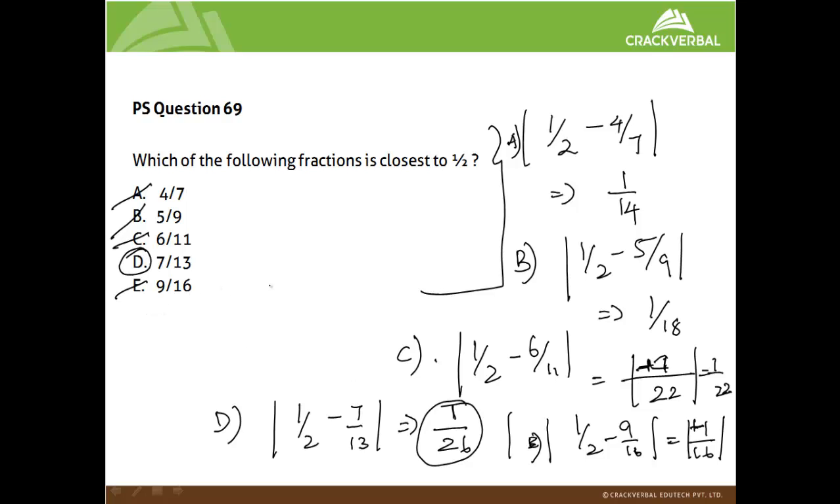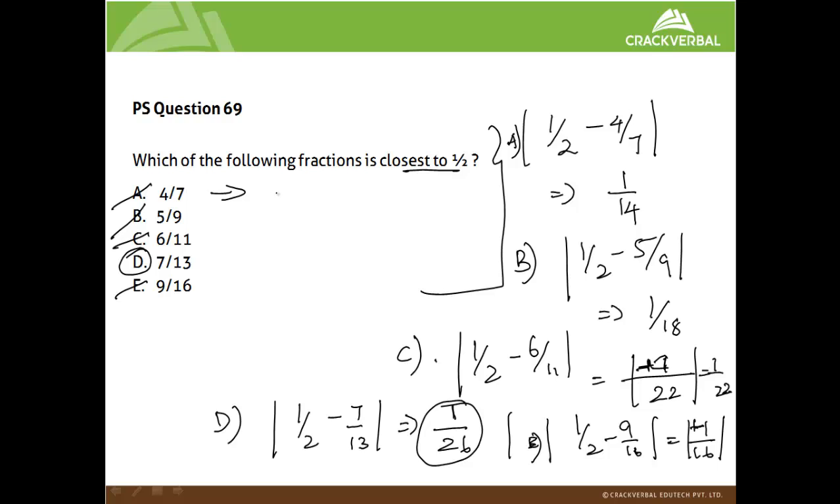Technically, the question is asking for the distance between half and each of these fractions, and which one is much smaller. The distance between the fraction given in the option and half is where they are closer. So you can do that. Otherwise, if you are not comfortable doing all this, you can convert the fractions to decimals.